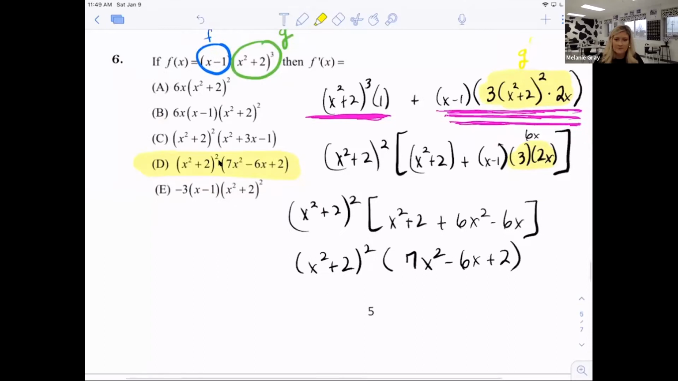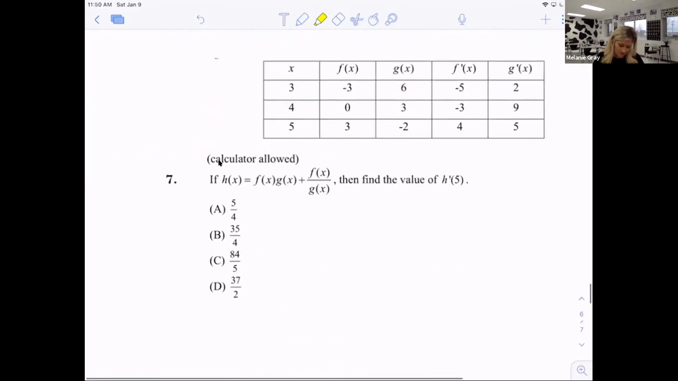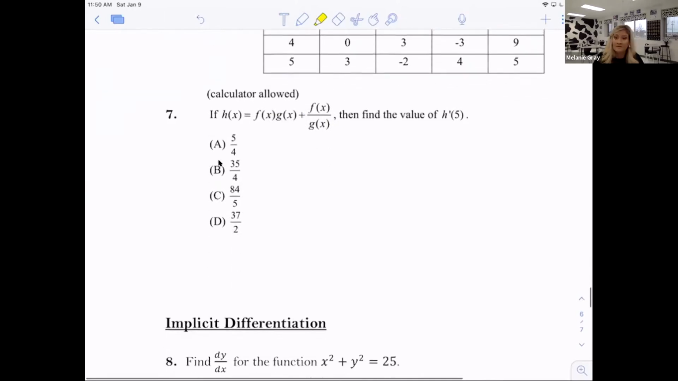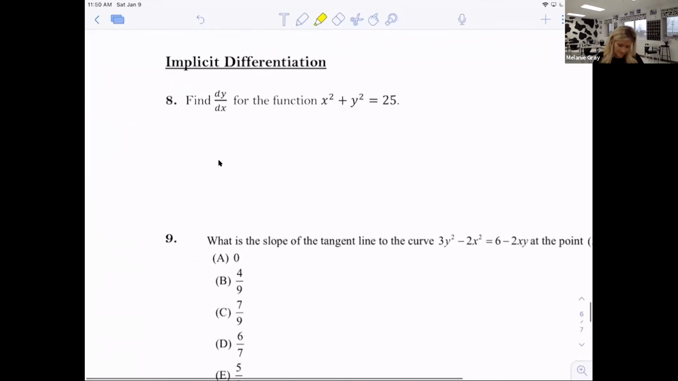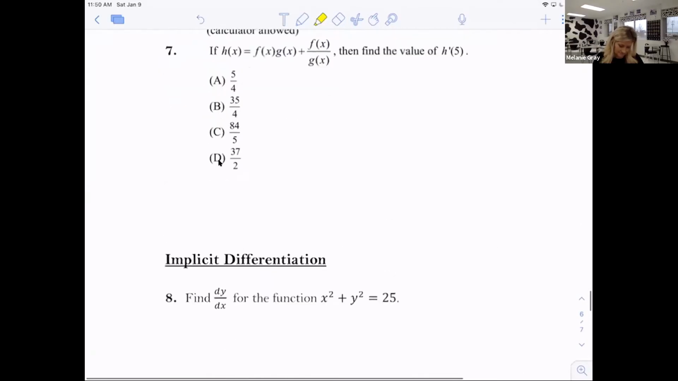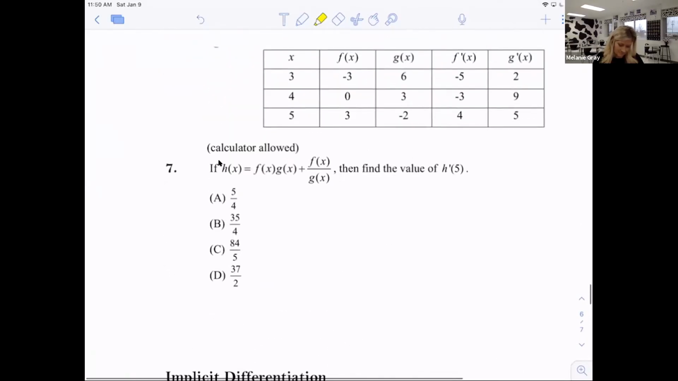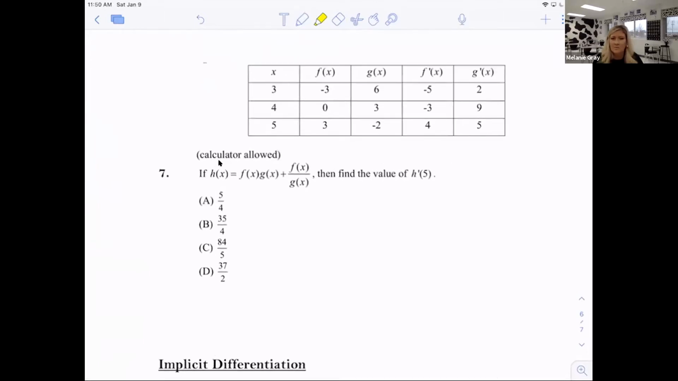All right, please let me know if you have any questions about that in the chat. And we will move into, oh boy, I would love to do number 7 with you. Let's look at number 7, and then we'll have time to do part of that implicit differentiation there at the end.